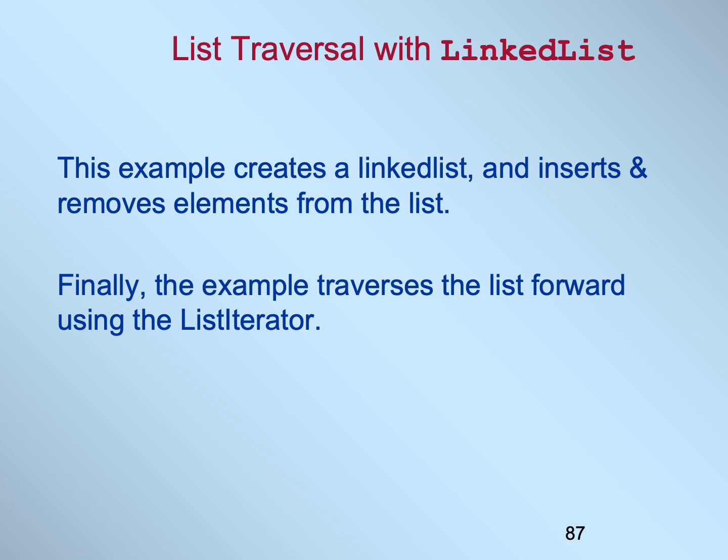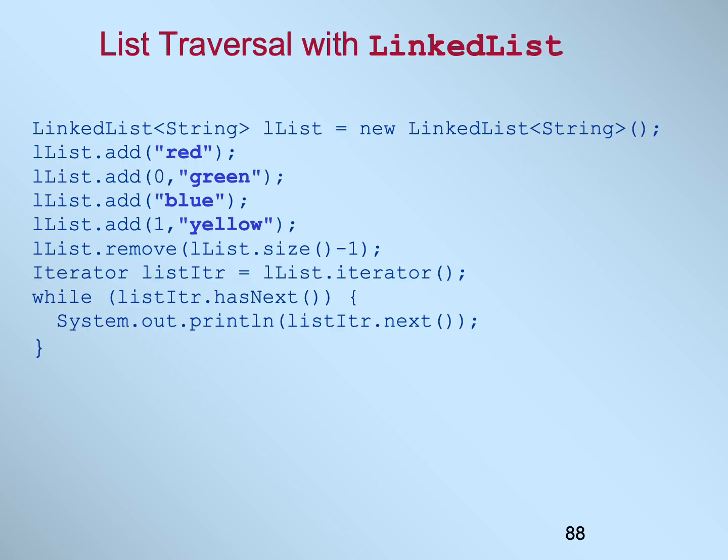List traversal with linked list. This example creates a linked list and inserts and removes elements from the list. Finally, the example traverses the list forward using the list iterator. We would first create the linked list object. For example, over here, we would create one of type string. So we have LinkedList<String> list equal new LinkedList<String>.